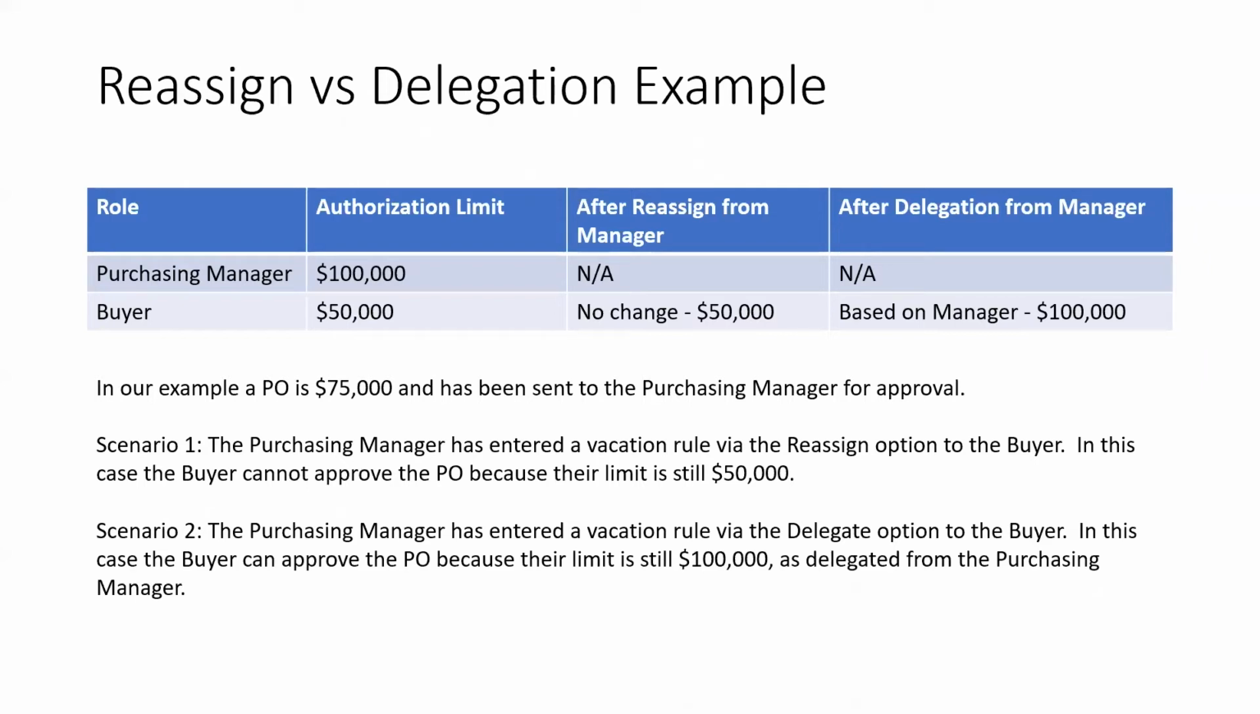The delegate option gives them your authorization level if the approval limit is limit or dollar based. Therefore, in this scenario, if the delegate to was used, the person that was the delegee would have the ability to approve the $75,000 PO.